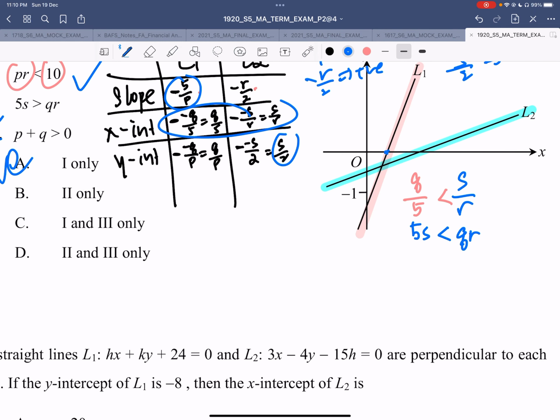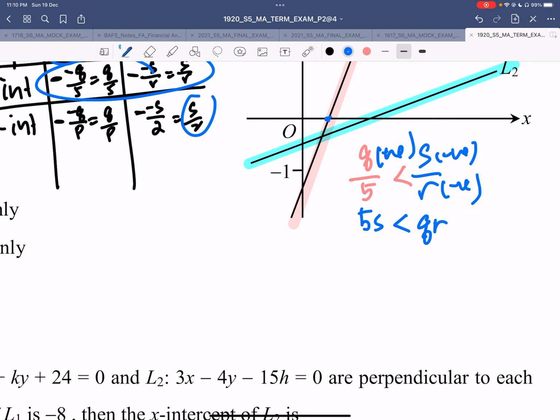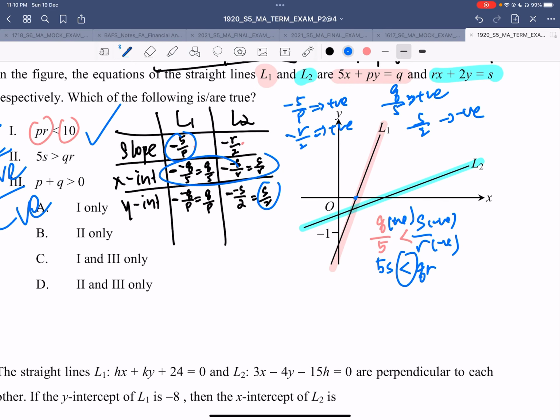Why? Okay, so now Q is positive, while we know that S and R are negative. So when we multiply to the other side, you have both negative. Okay, so it remains the same sign. So 5S is smaller than QR. Okay, so which is not larger than QR.